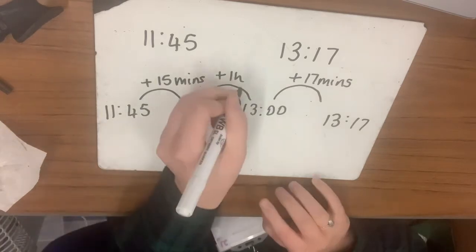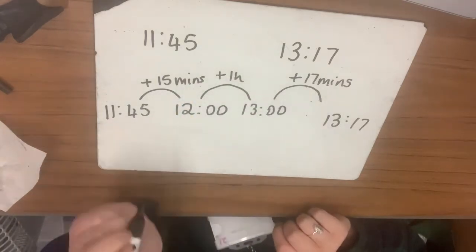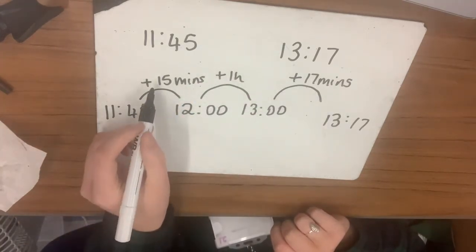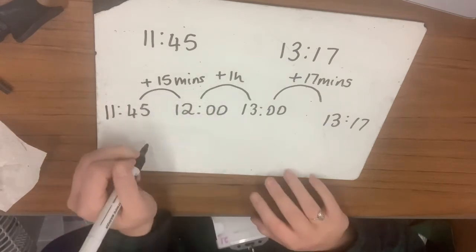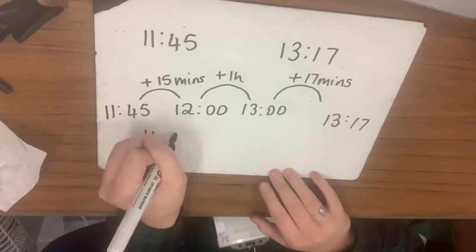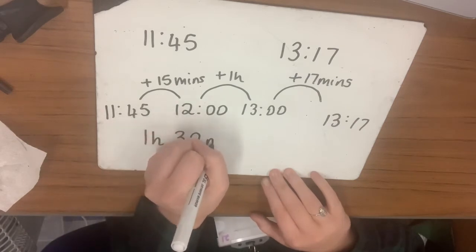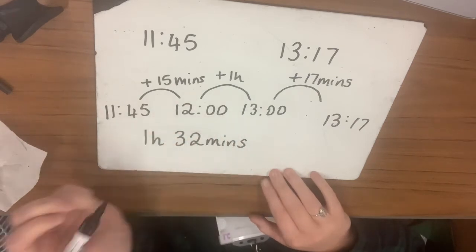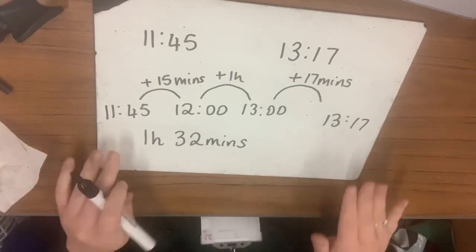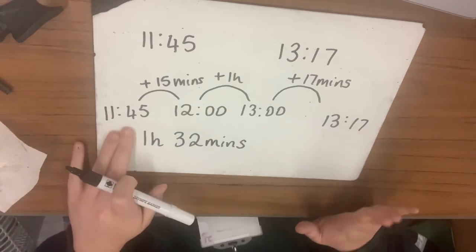So we've got 3 jumps, so we've got 1 hour, and then we've got 17 minutes and 15 minutes. So 17 plus 15 is 32, and then we've got our hour, so I was in the swimming pool for 1 hour and 32 minutes in total. So that's how we would calculate how long something takes if we know the start and the end time.